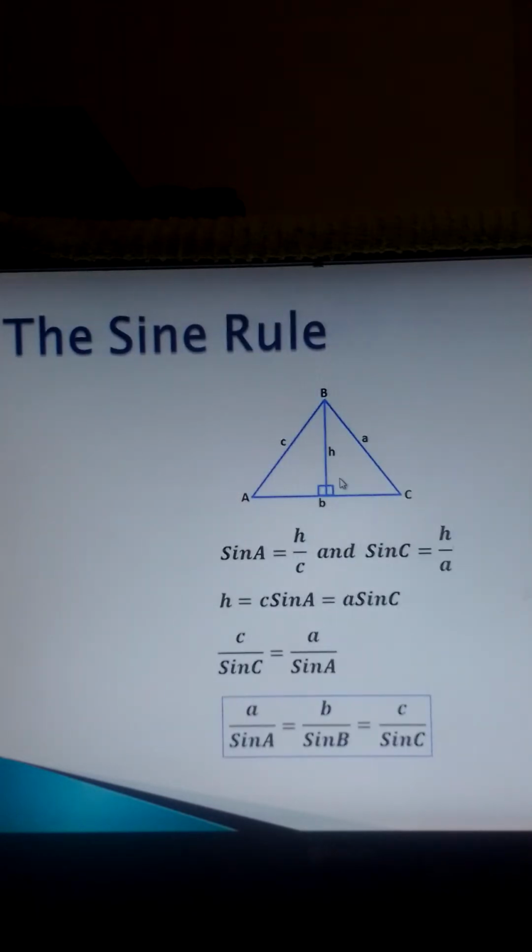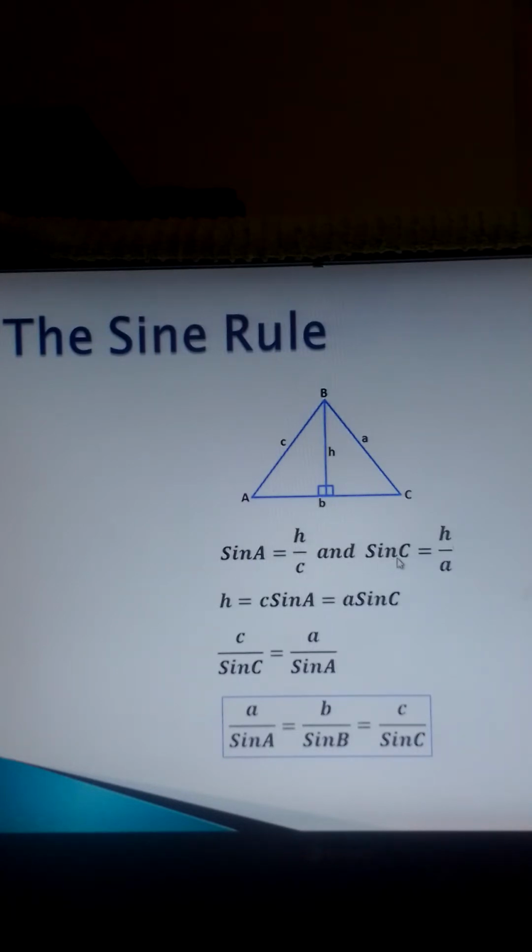We have triangle ABC. It has angle A, angle B, and angle C. The side opposite to angle A is side a, this side is c, and this side is b. This edge is the perpendicular height to side b. We know that the sine of angle A is equal to the opposite side divided by the hypotenuse. So sine A is equal to h over c.